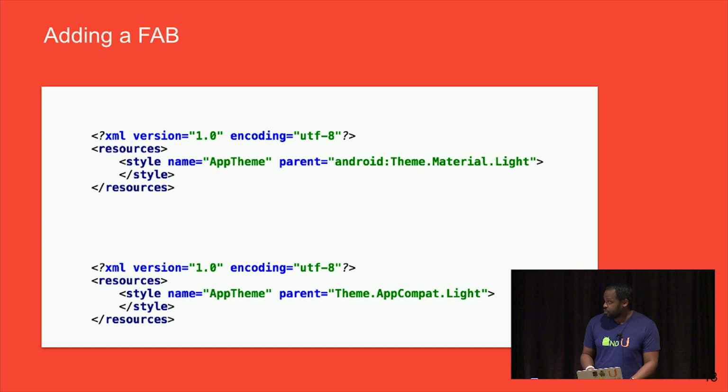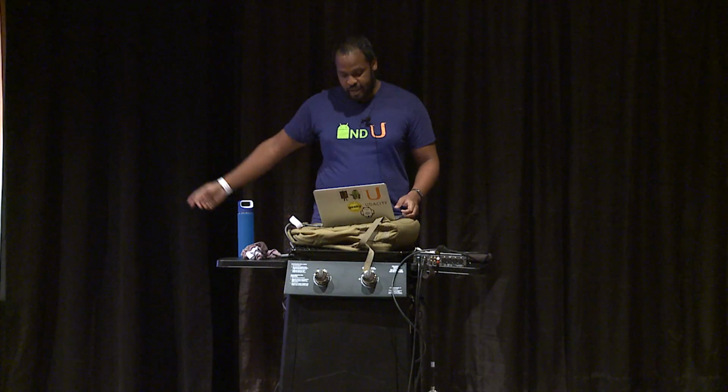Another thing you'll need to do is the fab requires you to have the theme derived from AppCompat. If you start up a normal app in Android Studio, usually it'll give you the top, which is material. You really shouldn't use material because it's not backward or forward compatible. Use the one on the bottom. So if you have a material light theme, you can just change it to theme.appcompat.light.